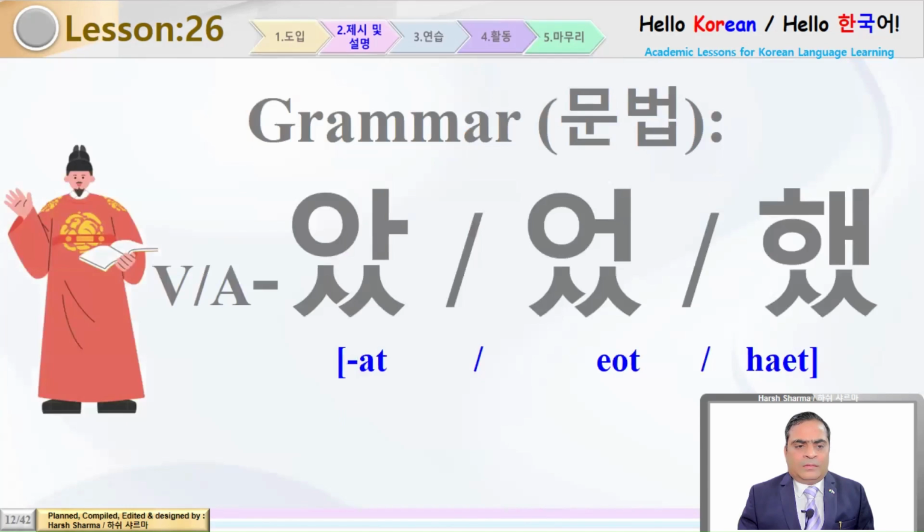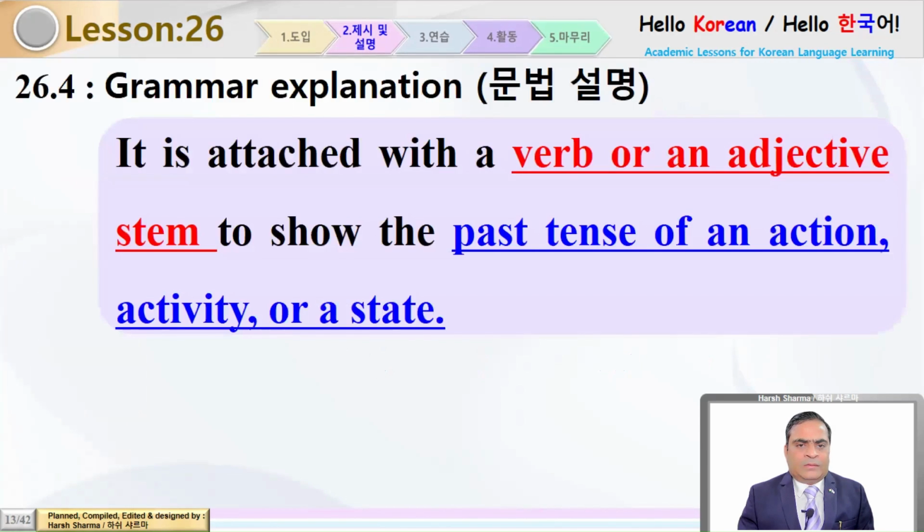Then next step is grammar explanation. Grammar is 았, 었, 했. It is attached with a verb or an adjective. Stem. What is a stem? We are going to explain in the next slide again. It is attached with a verb or an adjective to show the past tense of an action, activity or a state. Clear, 여러분? 네, 잘했습니다. Next.